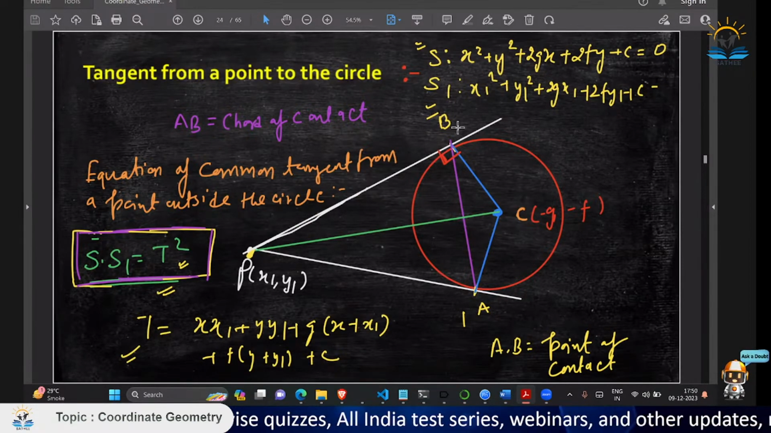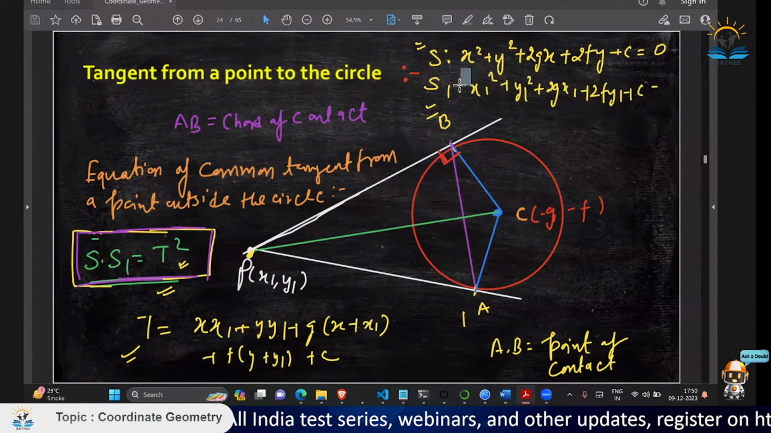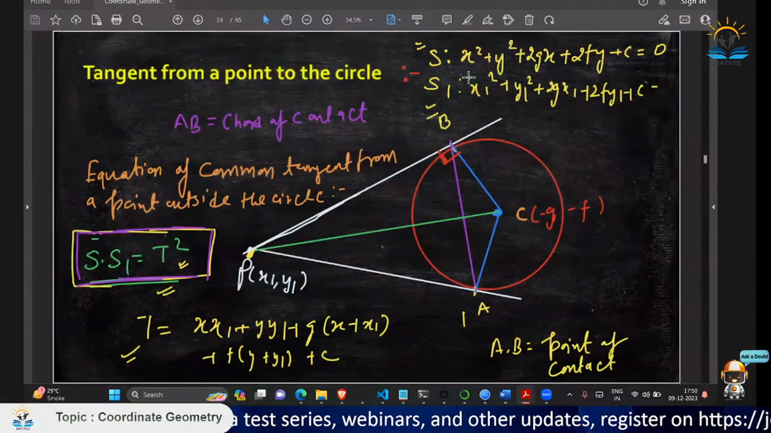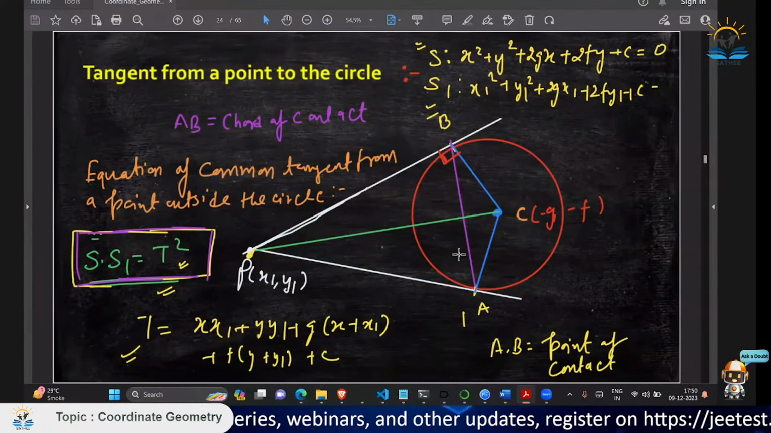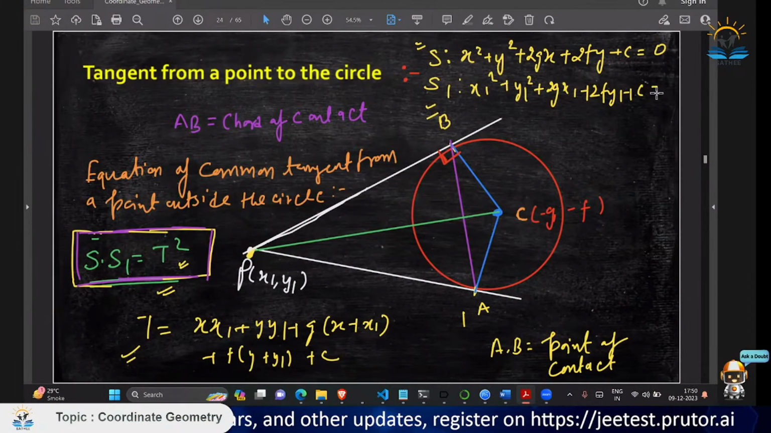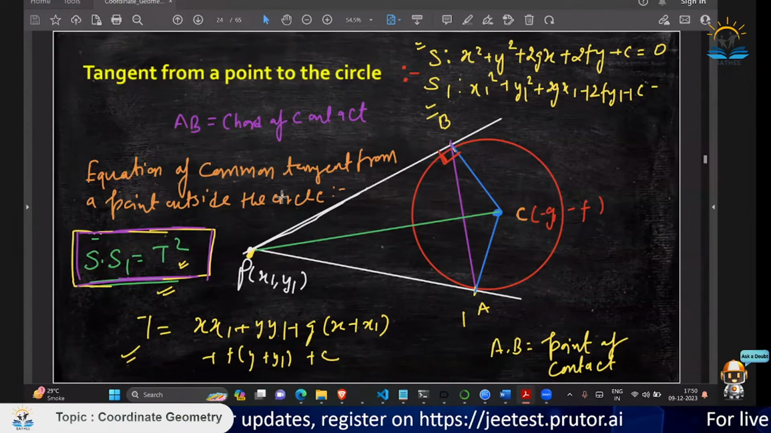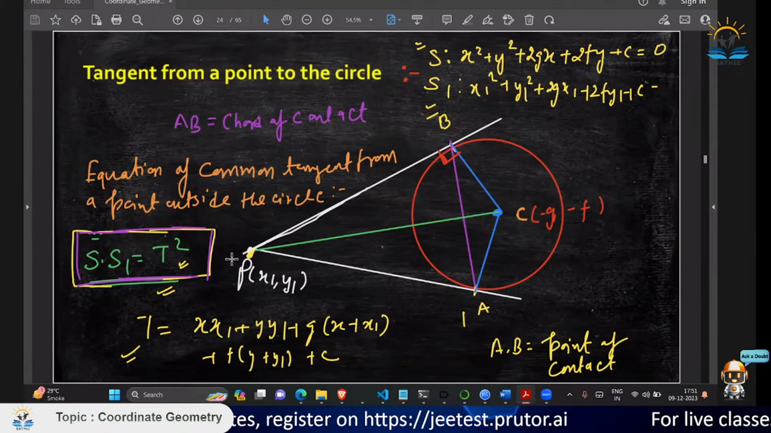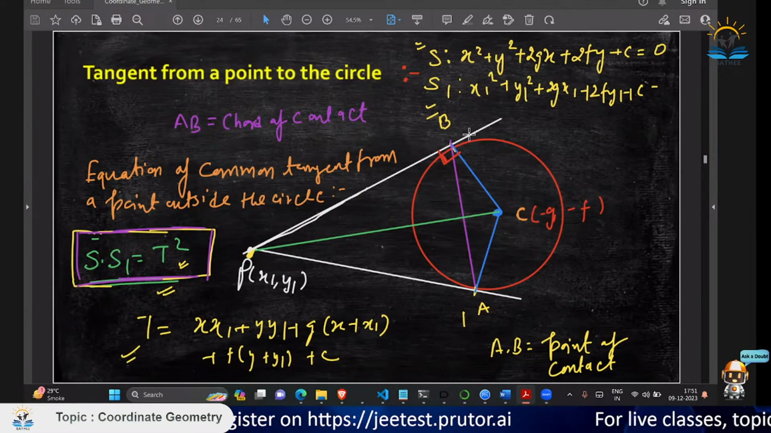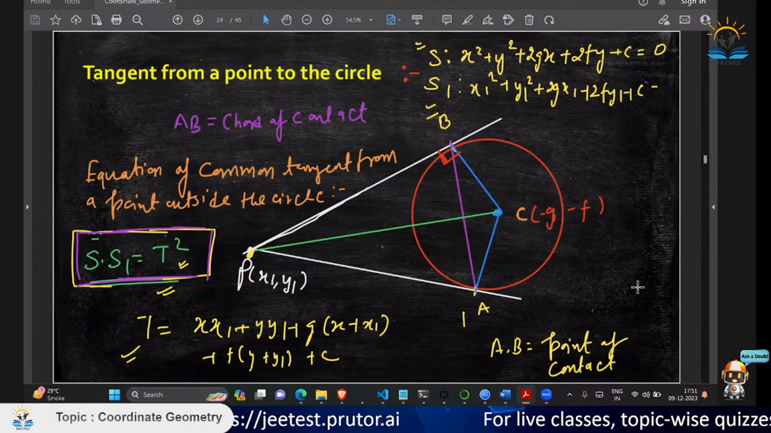What is root S1? See, what is S1? When you put x1, y1 in the equation of the circle, whatever you get is nothing but S1. And when you take root of that S1, that is the length of the tangent from the point P to the circle. Okay, so this is the shortcut of finding the length of the tangent.